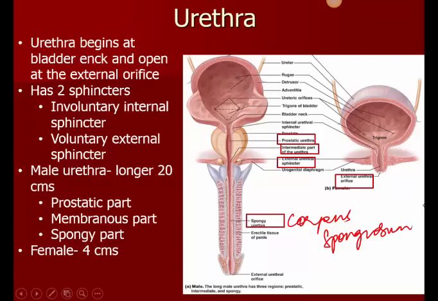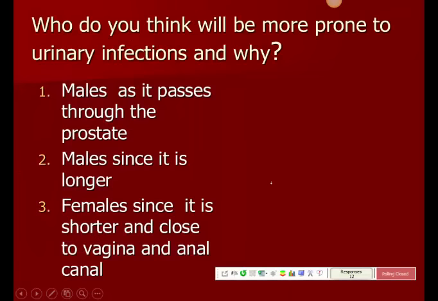The female urethra is only 4 centimeters long, just 4 centimeters long, and they say it is the equivalent of the prostatic and the membranous part of the urethra. So here's a question. Who do you think is more prone to urinary infections and why?